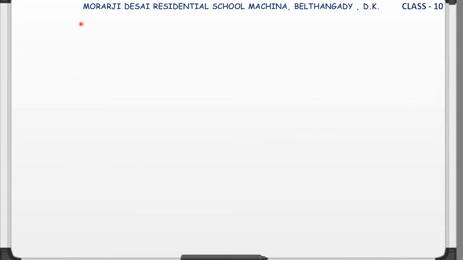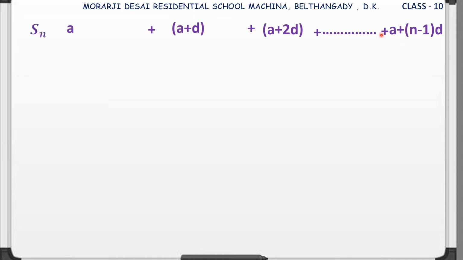Do you remember the general form of an AP? First term is a, then a plus d, then a plus 2d, and you know the nth term is a plus n minus 1 into d. a plus n minus 1 into d is the nth term. So in this AP, there are n terms. Let us denote this by Sn. Sn means sum of n terms.